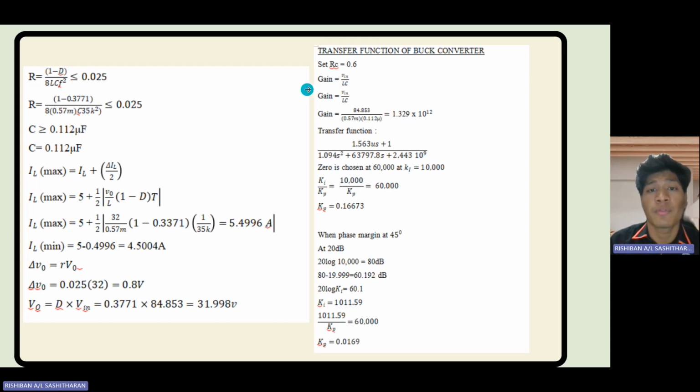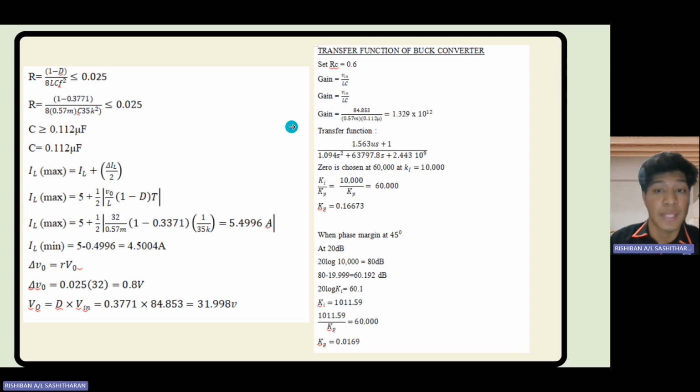Okay, now we look at calculation 1. Calculation for question 1, which is transfer function of buck converter. Okay, we set RC equal to 0.6 that we assume. Okay, next is gain. The formula is V in divided by LC. As we know, our V in is 84.853 divided by L, the inductor value, and C, the capacitor value.